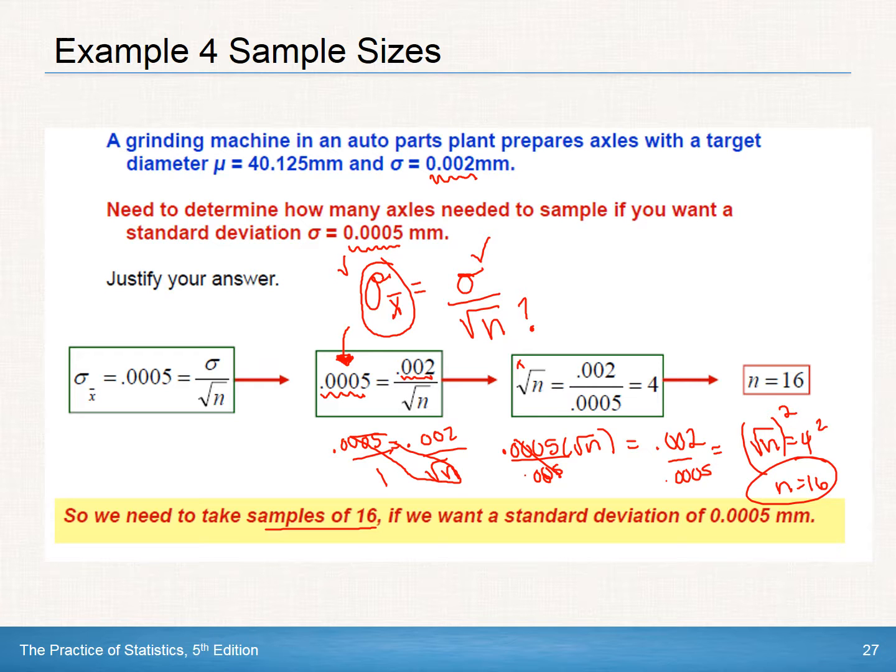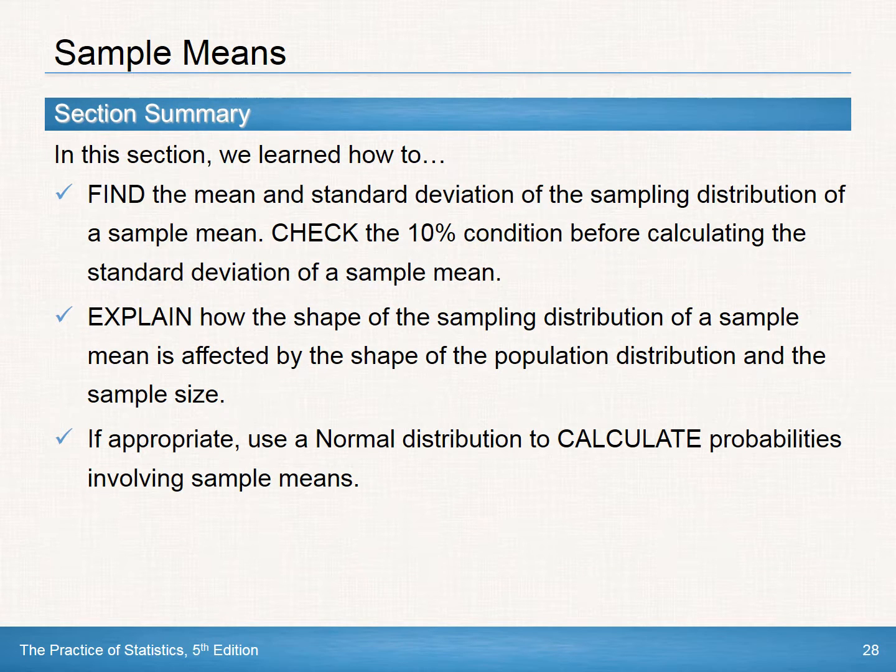Okay, make sure you answer the question in context. So we need to take samples of size 16 if we want that standard deviation. We learned how to find the mean and standard deviation of a sampling distribution of a sample mean. Please make sure you check the 10% condition before calculating the standard deviation. Explain how the shape of a sampling distribution of a sample mean is affected by the shape of the population. And if appropriate, we can use our normal calculations to calculate the probabilities involving sample means as long as we show our conditions are met.